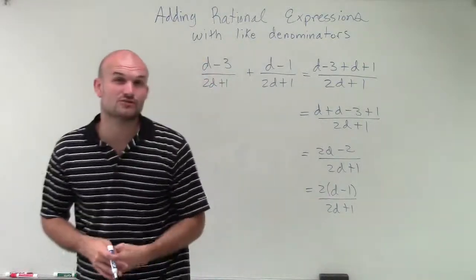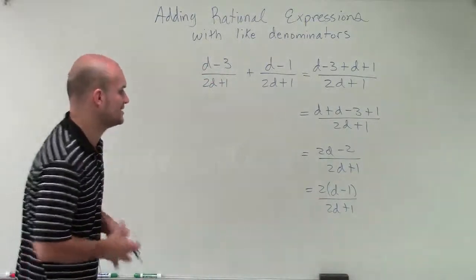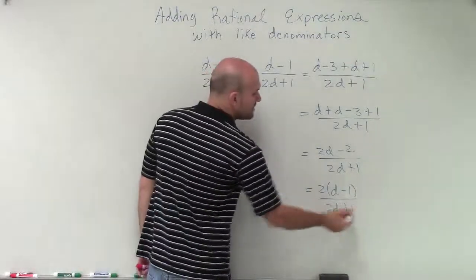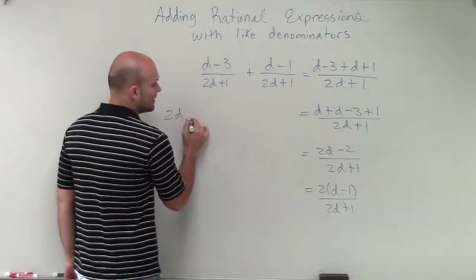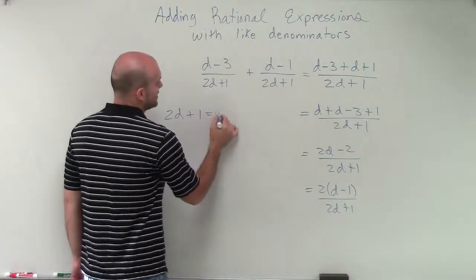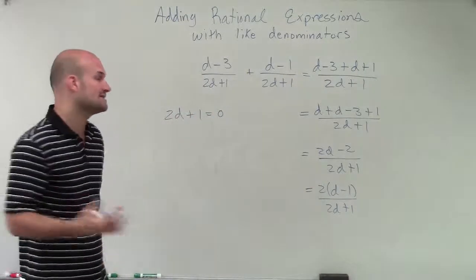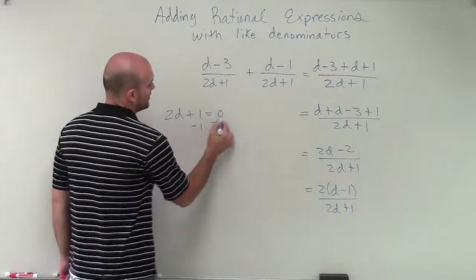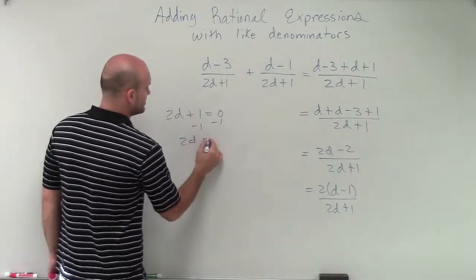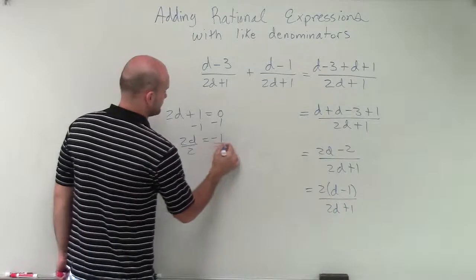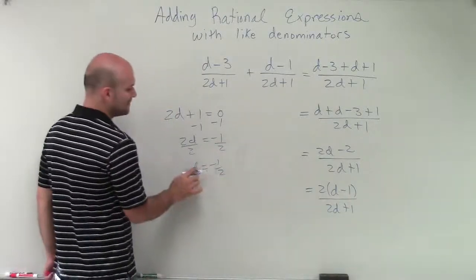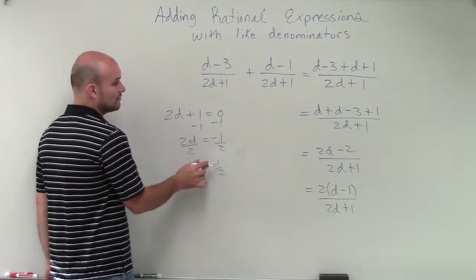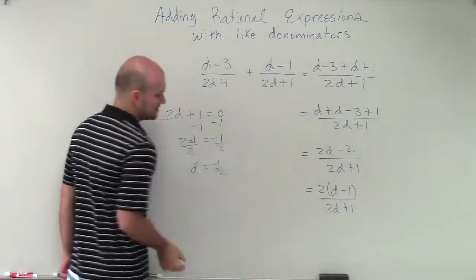Now, if I wanted to find the restriction, this is a good example to look at. Our restriction, remember, is when our denominator is going to equal 0. So I want to set my denominator equal to 0 to determine what exactly that restriction will be. By solving for d, I see d equals negative 1/2. So when d is equal to negative 1/2, my denominator is equal to 0.